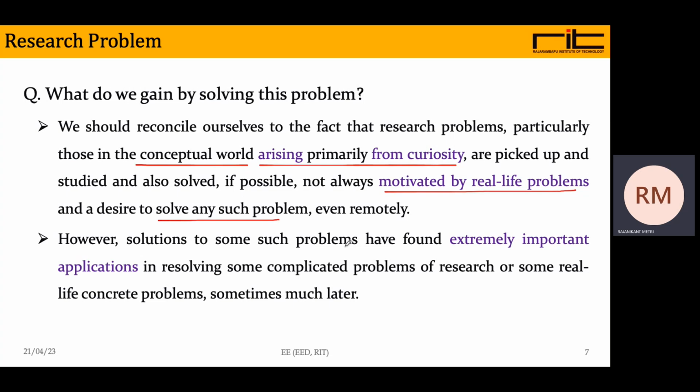However, solutions to such problems have been found extremely important in resolving some complicated problems also. So it may be possible that we need the help of perfect numbers in solving real life problems, or it may be possible to solve some complicated research problems. It may be conceptual or it may be practical. Right. So this is the importance.